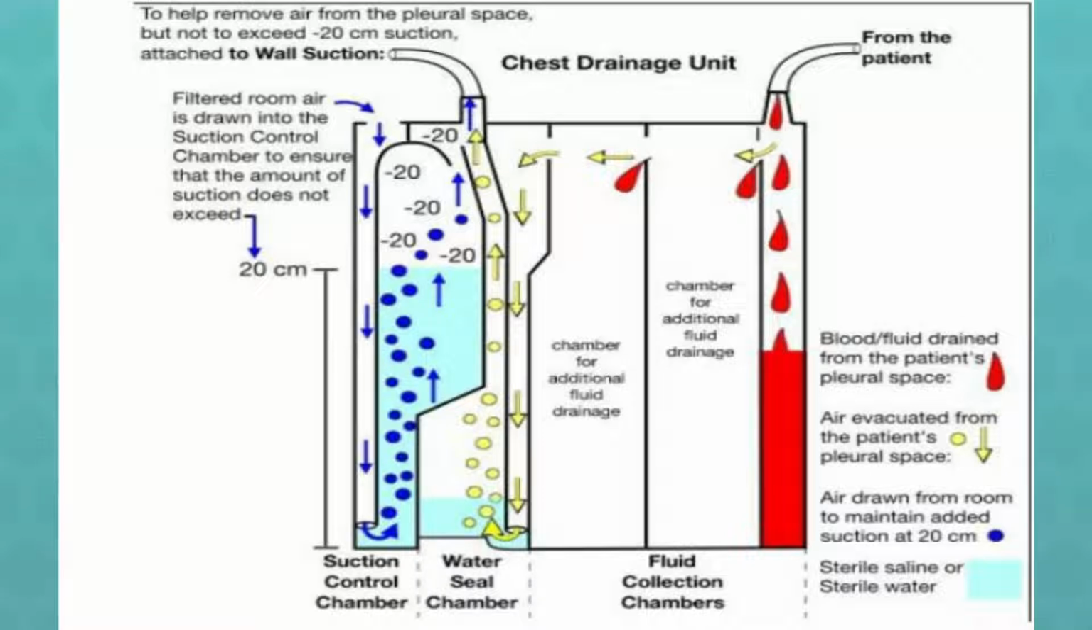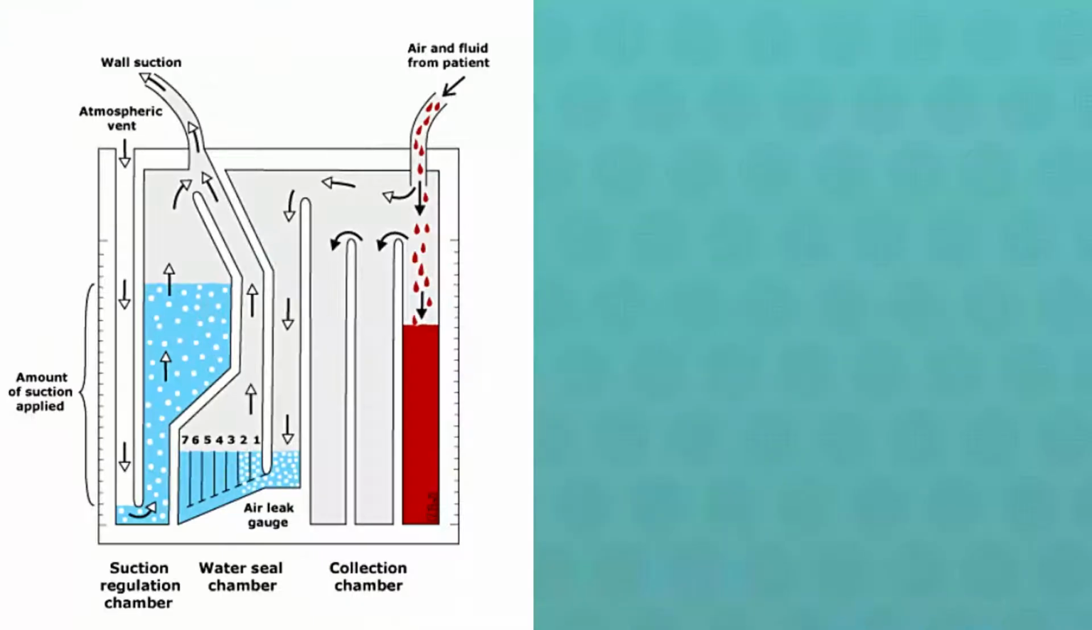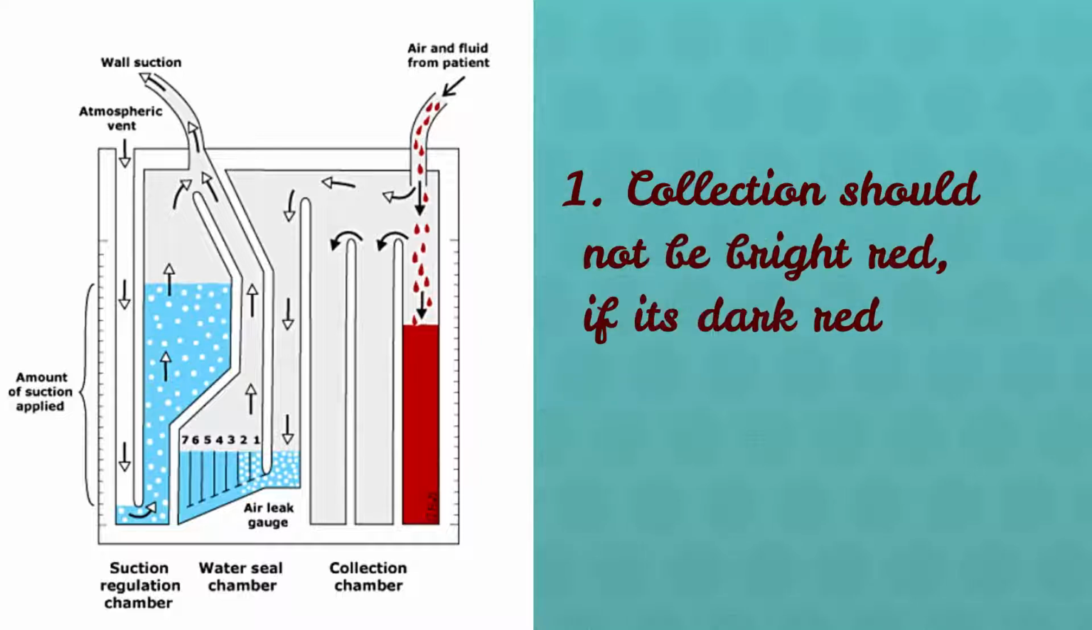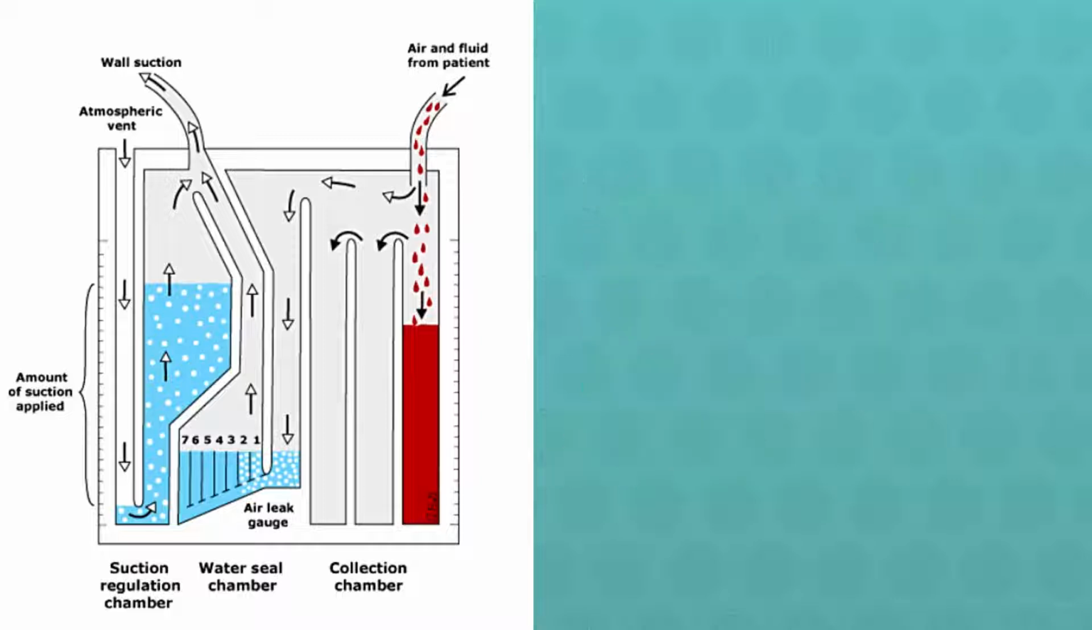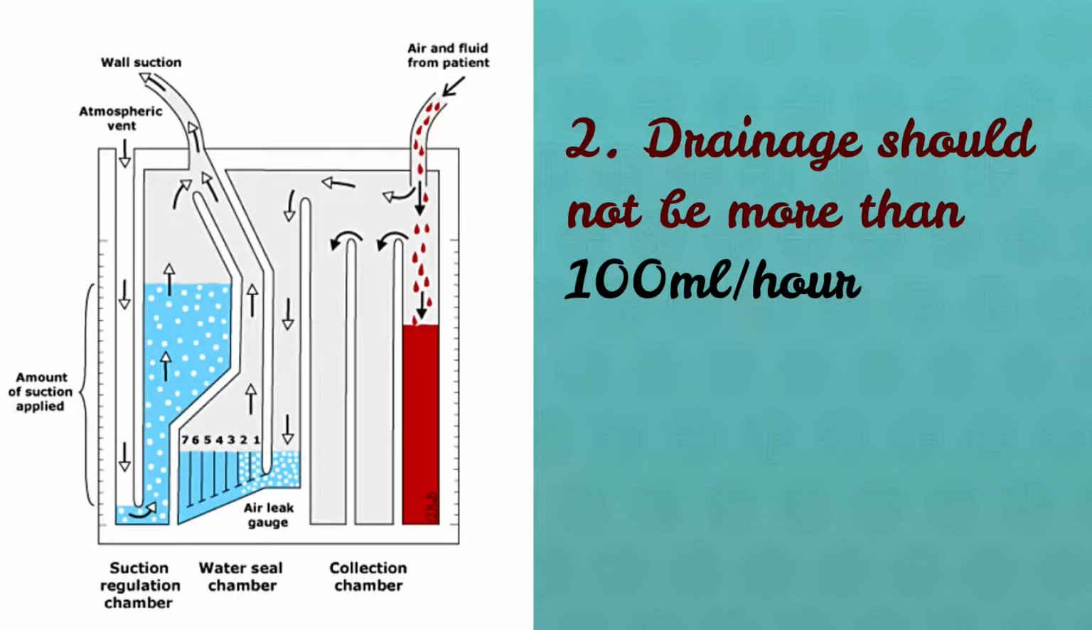In the collection chamber, one thing we have to keep in mind is that the drainage should not be bright red. It can be dark red. If it's dark red, we just need to notify. But if you see bright red collection, we need to notify the doctor early. And the fluid drainage should not be more than 100 ml per hour.